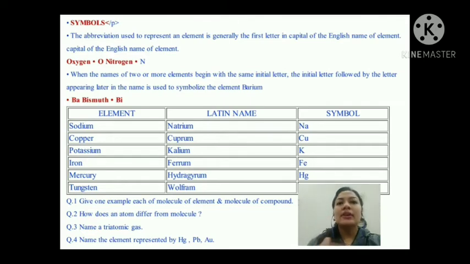The definition is written on the screen: the abbreviation used to represent an element is generally the first letter, in capital, of the English name of the element. For oxygen we use the alphabet O, in capital. For helium we use He. So it's not necessary that we use only one letter, we can use two also, like He in helium and Cl in chlorine.